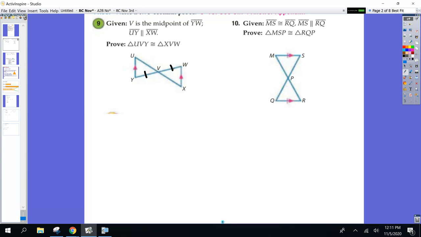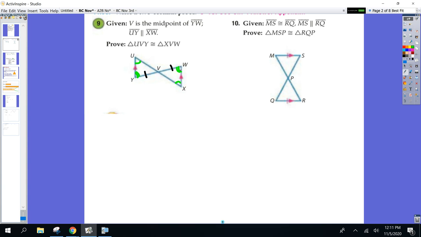From here, you had options. You could have said the vertical angles were equal. Vertical angles are congruent. You could have also said parallel lines imply alternate interior angles congruent. That would have been U and X being equal, or it would have been Y and W being equal.